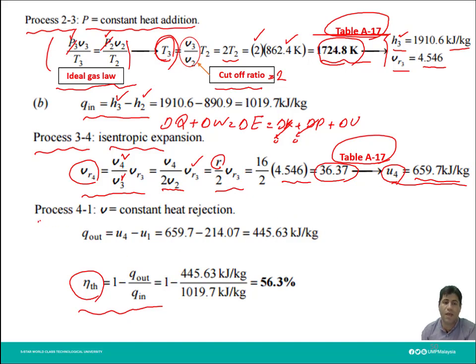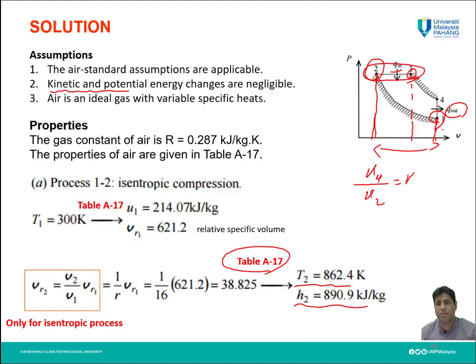Because in the process from state 4 to 1, as I said, we are going to calculate the thermal efficiency for the cycle. We need to have Q out and Q in. We have calculated Q in already. How about Q out? Again, let's see where Q out is. Q out is in this process from state 4 to state 1. It is an isentropic process. It is a constant volume process actually, not isentropic. It is a constant volume process.